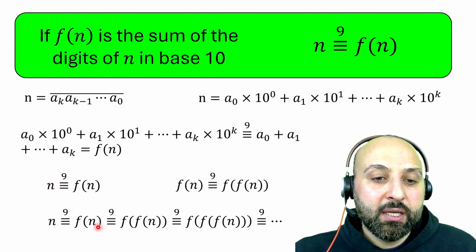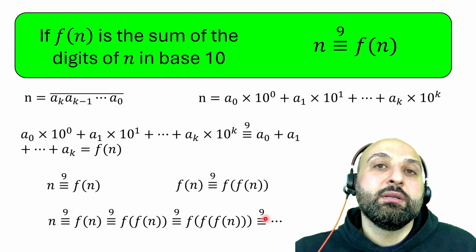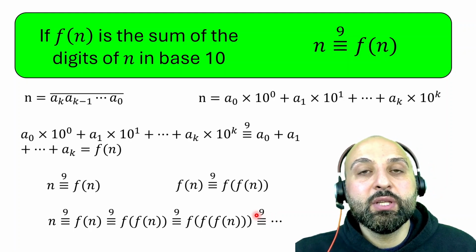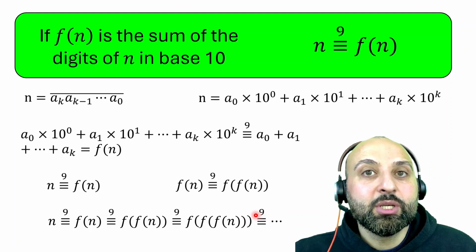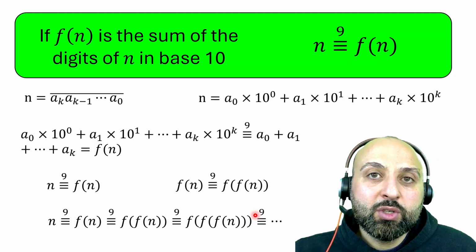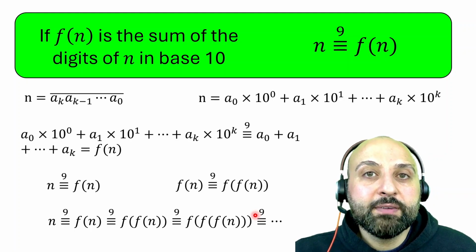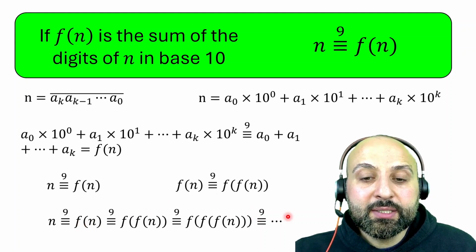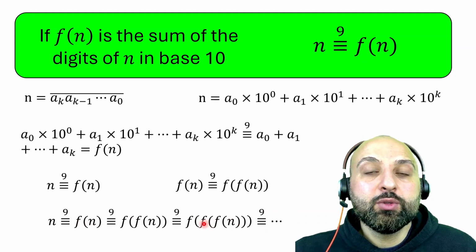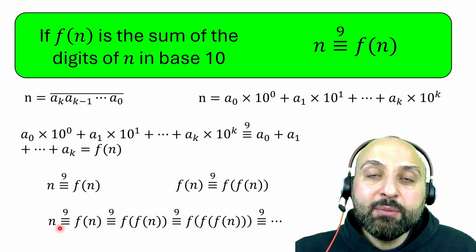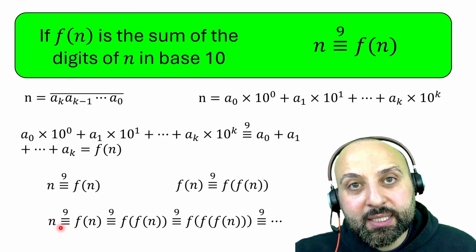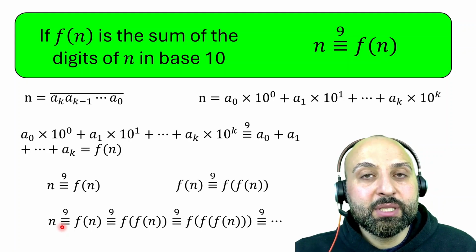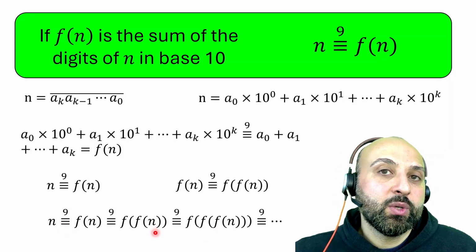Therefore, we know that in this sequence, we eventually reach a one-digit number, because every time that we calculate fn, the value of fn becomes less than n. But eventually the number becomes a single digit and f of n in that case stays the same. So if we calculate this sequence, eventually we get to a single digit, and we know that n modulo 9 will be equal to that single digit. So if we calculate n modulo 9, whatever single digit number we get, that will be in this sequence.